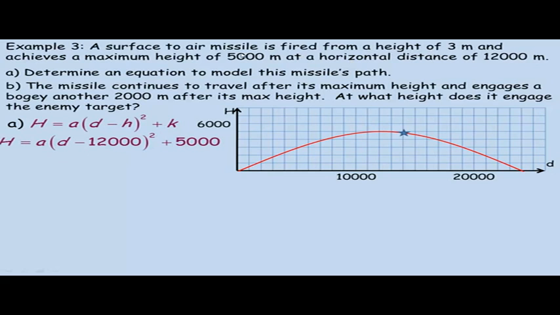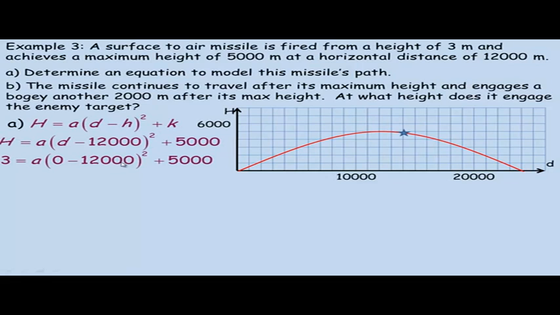And we're told in the problem here that it's fired from a height of 3 meters, and at that point there'd be a horizontal distance of 0 because it hasn't moved horizontally yet. So if d is 0, capital H is 3. So we can substitute those into the formula to find what a is. So if d is 0, it hasn't been fired yet. The height is just 3 meters off the ground. It's on the firing platform, I guess.